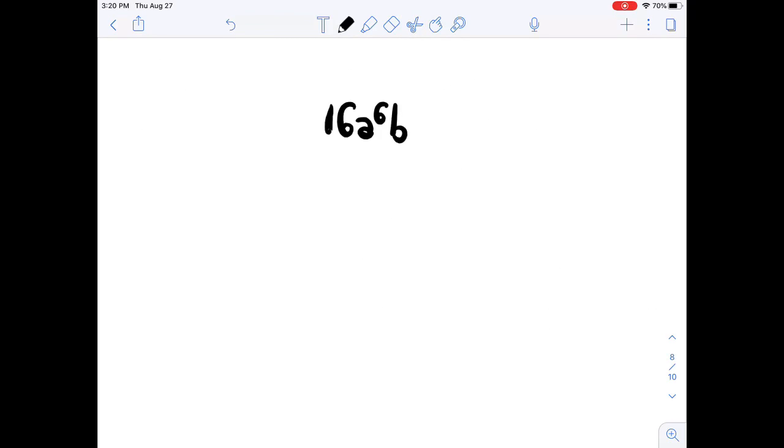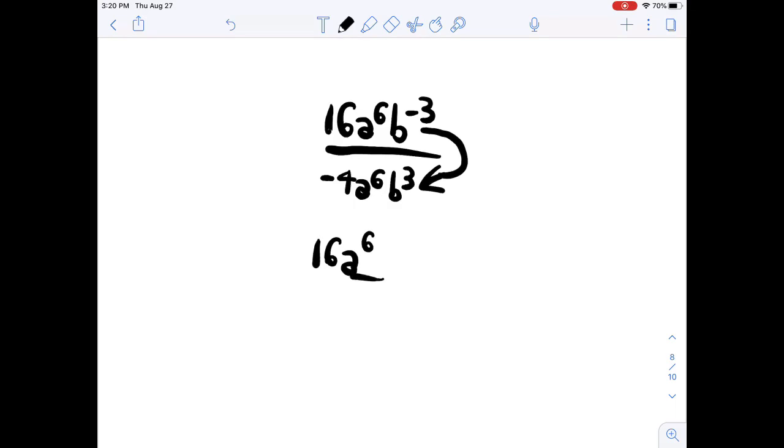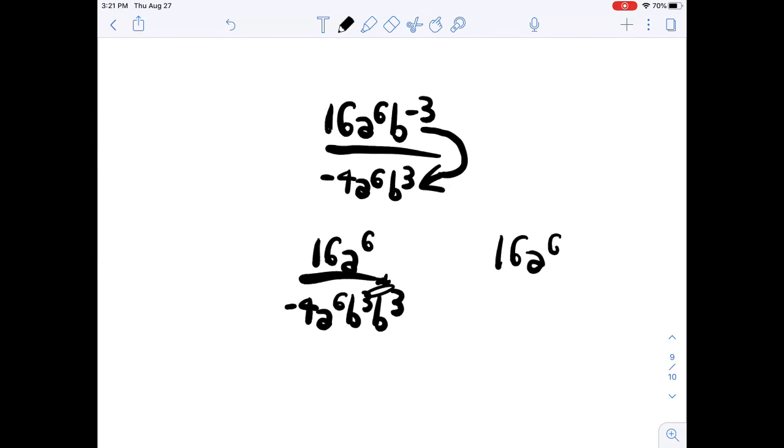16 times a to the power of 6 times b to the power of negative 3 over negative 4 times a to the power of 6 times b to the power of 3. So first, let's move this b to the power of negative 3 over to the bottom to make it a positive exponent. So we get 16 times a to the power of 6 over negative 4 times a to the power of 6 times b to the power of 3 times b to the power of 3. And from here, we can add these exponents. So we get 16 times a to the power of 6 over negative 4 times a to the power of 6 times b to the power of 6.